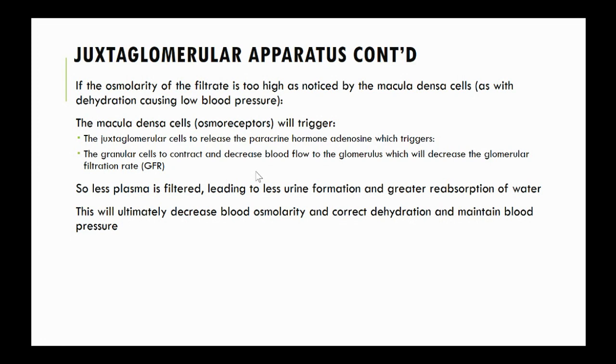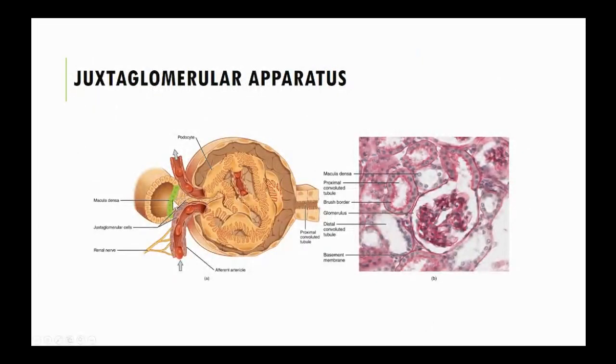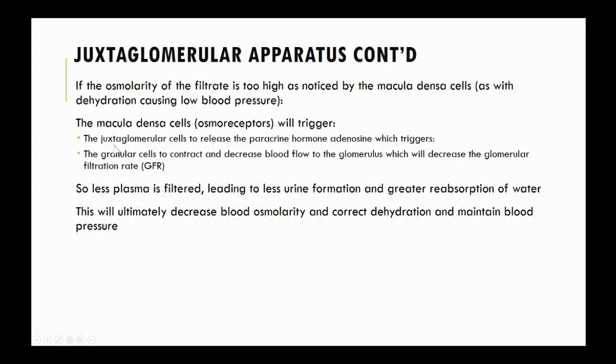So let's just review that one more time. When we have low blood pressure, like when we are dehydrated, we're going to have more osmolarity in our blood, so our blood is like saltier. So those macula densa cells, which again are right here, those are the macula densa cells in the green, they're going to sense the osmolarity. Then they're going to cause the JG cells to release a hormone, adenosine.